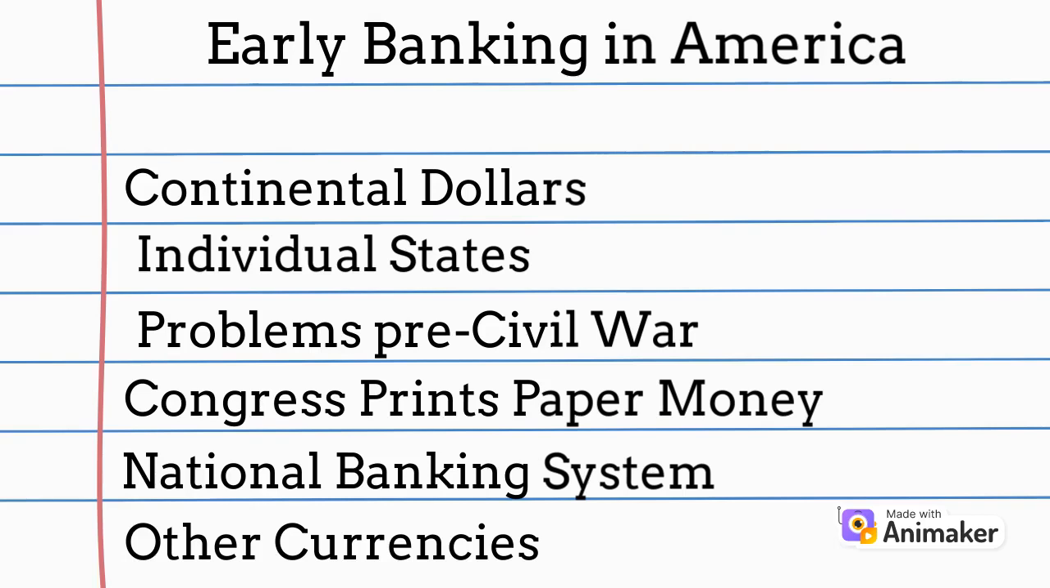Congress printed paper money for the first time to pay for the Civil War. The national banking system was established in 1863, consisting of national banks that issued currency backed by federal bonds. Other federal currencies included gold certificates and silver certificates.